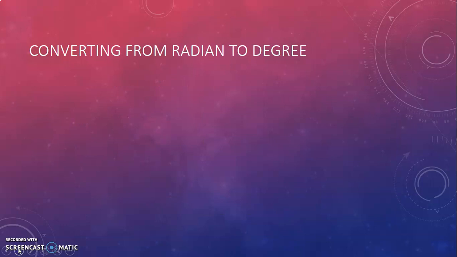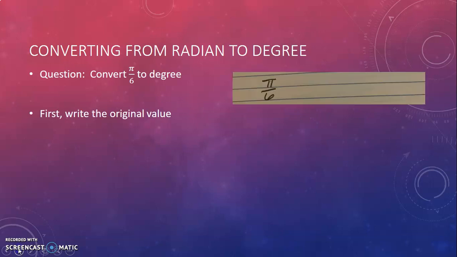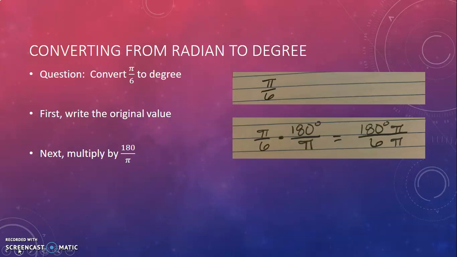Now, what if you wanted to go the other way? What if you wanted to do radians to degrees? So the question would be, convert pi over 6 to degrees. Again, the first thing you're going to do is write your original value down, pi over 6. Now this time I want to go to degrees. So instead of the pi being on top, where I was going to radians, I'm going to degrees, so the degree part, the 180 part, is going to be on top this time.